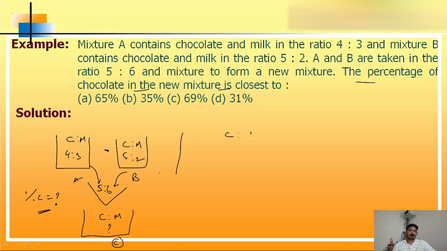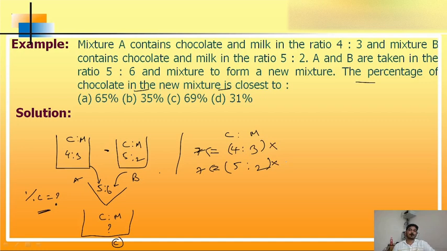So here I'm taking the chocolate and milk quantity. Here it is a 4 is to 3 ratio, and here it is a 5 is to 2 ratio. Before mixing the quantities, you need to make the number of parts the same in both the containers. Here the number of parts is 7, and here the number of parts is 7. So when the number of parts are 7, there is nothing to do.